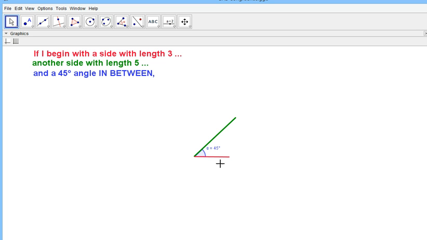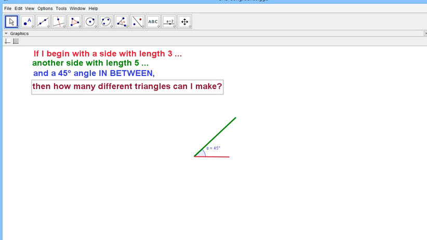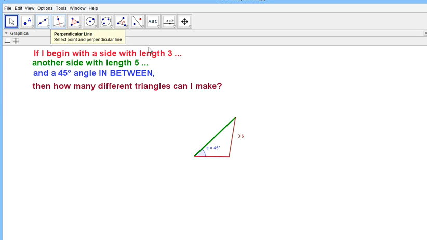So there's my 45 degree angle in between. Now, I've got these of a certain length. Both sides are a certain length, so I just kind of make the rest of it. How many different triangles can I make? So let's see. This is 3.6. Now the red one, like I said, is 3, and the green one is 5, and I've got a 45 degree angle. Now there's that.